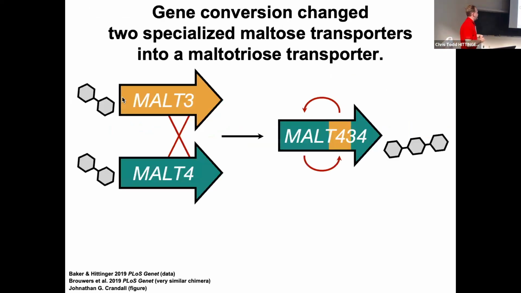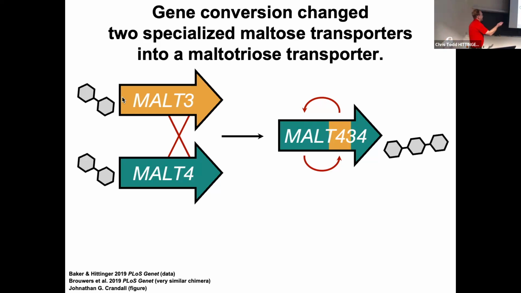Well, a previous graduate student in the lab, Emily Baker, about 5 years ago, showed that it did this by taking 2 genes that encoded specialized high specificity maltose transporters. And a gene conversion event actually took a patch from MALT3 and overwrote MALT4. And now, from these 2 high specificity maltose transporters that can't touch maltotriose, we end up getting a gene encoding a transporter that can consume maltotriose.